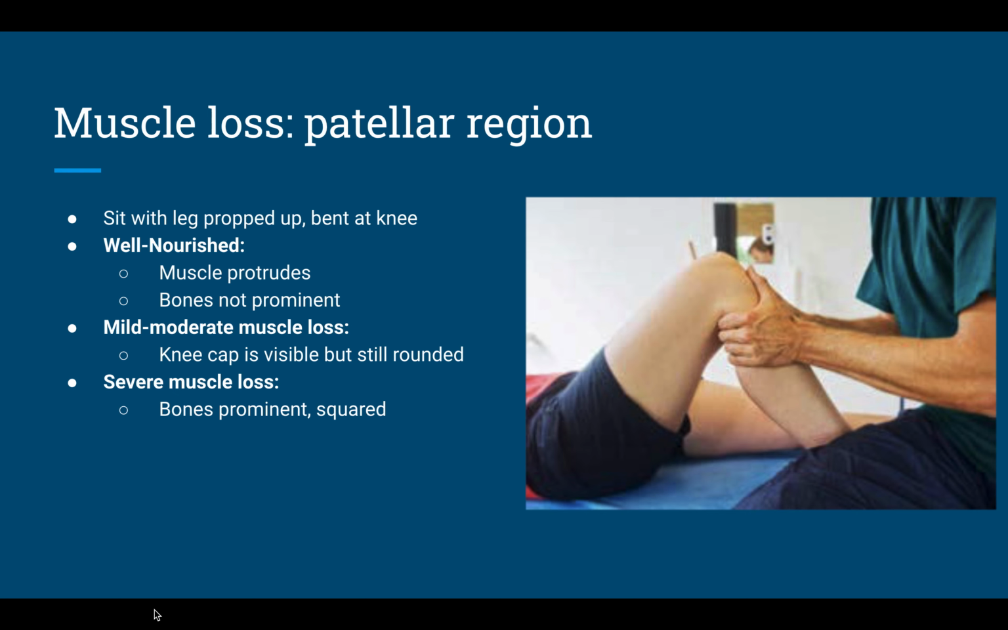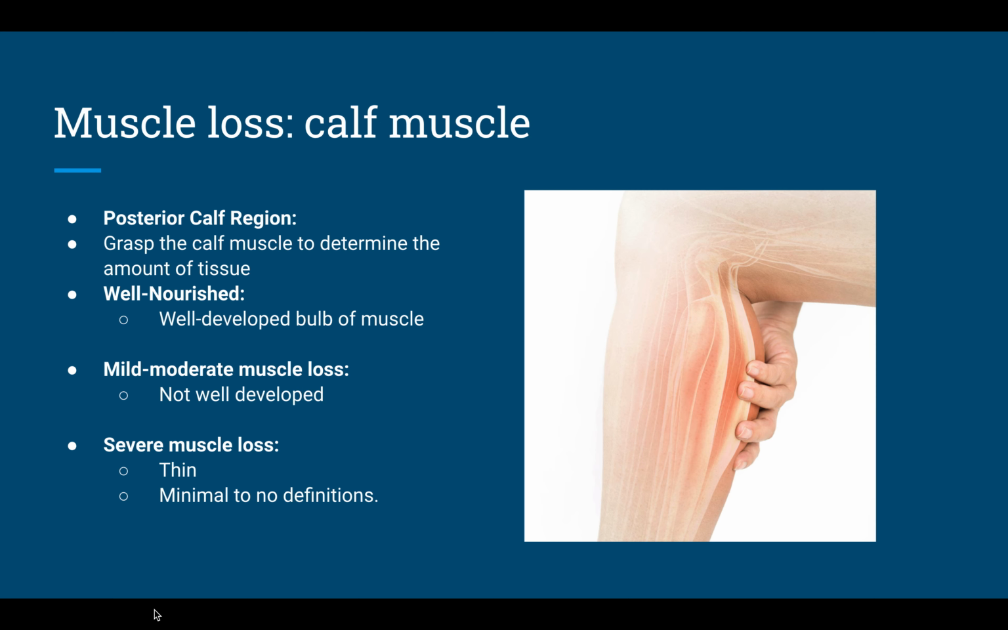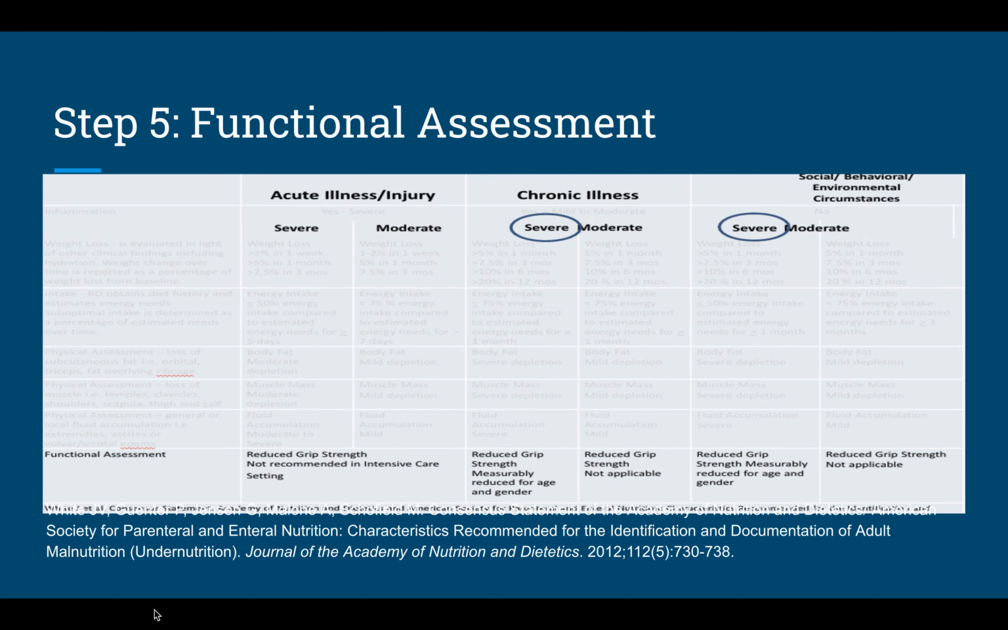Then in the patellar region, this is the position you want to see. You want the leg bent so you can truly assess the patient. Again, you're finding the muscle there. In the calf muscle, someone that has muscle will have a well-developed bulb of muscle, but somebody with muscle loss is going to be a bit thin, with minimal or no definition.